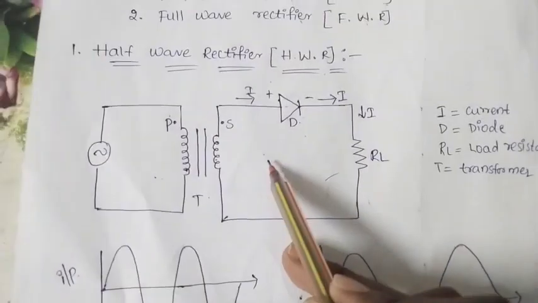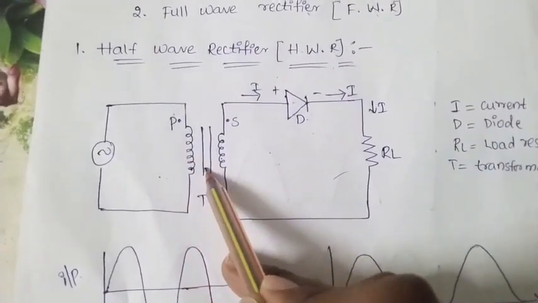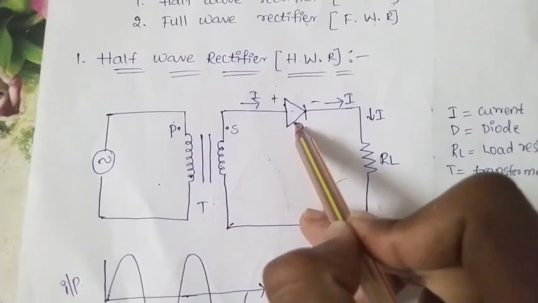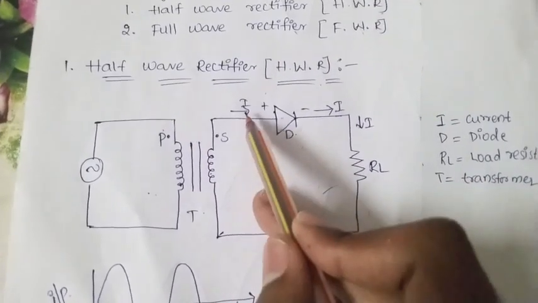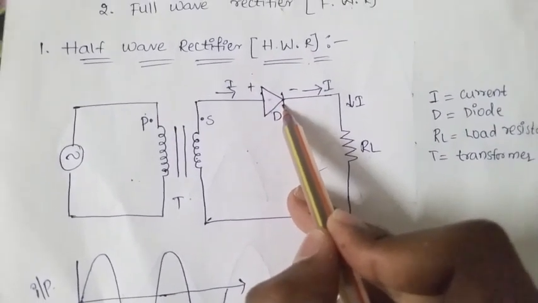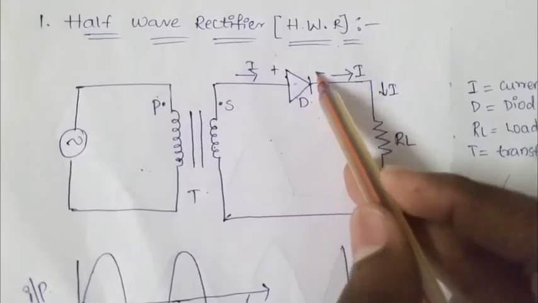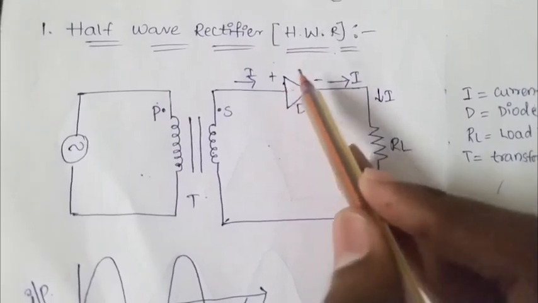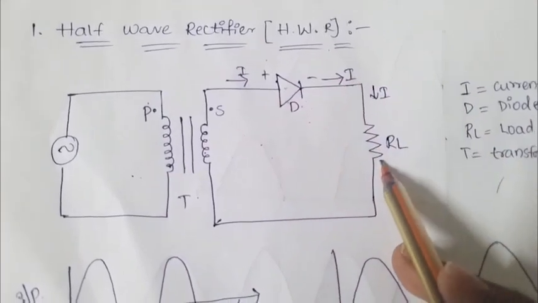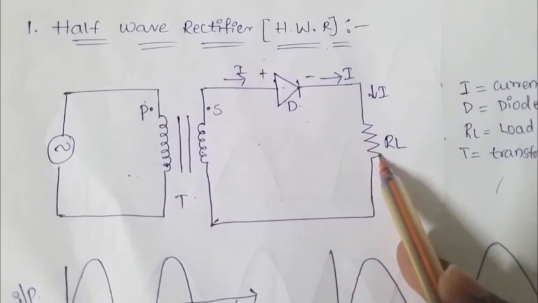When a high AC voltage is applied to the primary side of the step down transformer, the obtained low voltage is applied to the diode on the secondary side. When current is passing through, the diode will act as a closed switch, which means the current will pass through this diode and through the load resistance RL.